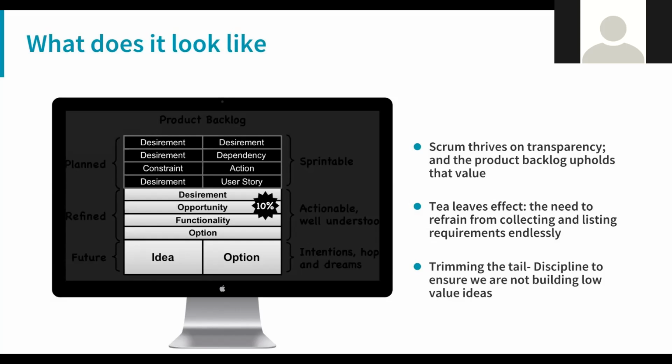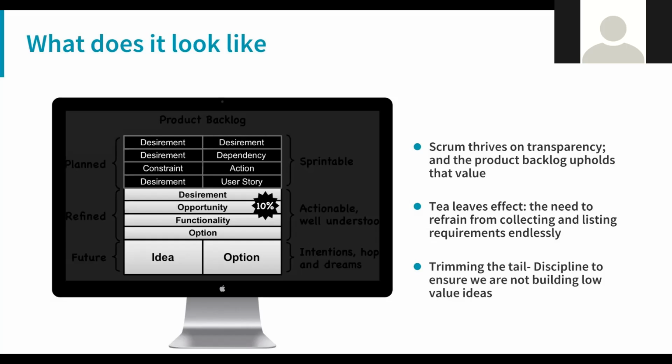At the end of the day, the other thing to note also is that the product backlog is one tool or artifact that actually helps us maintain the value of Scrum in terms of transparency. Scrum thrives on transparency, and the product backlog upholds this value. There are two metaphors or analogies that I would like to bring up here. One is called the tea leaf effect, and the other is called trimming the tail.